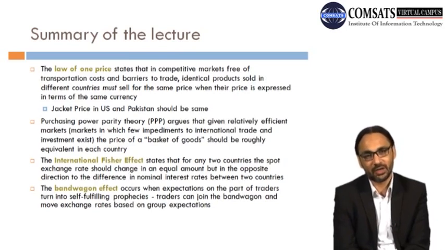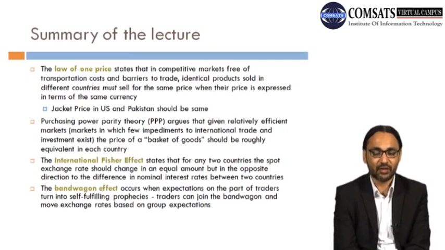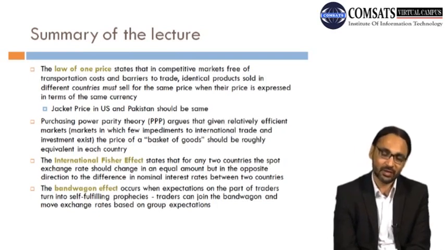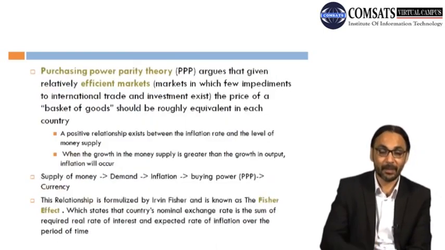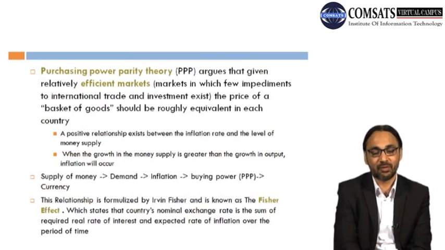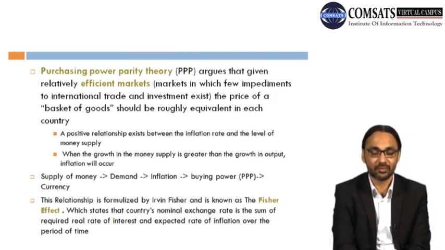Then we have seen the Fisher effect and international Fisher effect, which states that for any two countries the spot exchange rate should change in an equal amount but in opposite direction to the differences in nominal interest rates between two countries. And then we have discussed the bandwagon effect, how it happens. And next we have done the purchasing power parity, which argues that given relatively efficient markets, the price of a basket of goods should be roughly equivalent in each country.